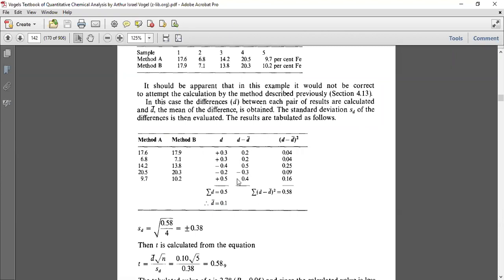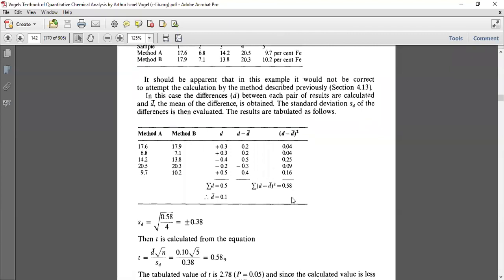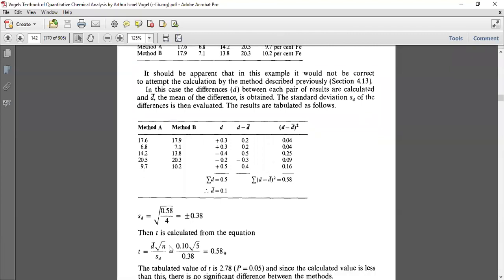Then D minus D bar. So 0.3 minus 0.1, 0.3 minus 0.1. They have calculated the D minus D bar value over here. Then D minus D bar square they did. So what is the square? 0.2 square, 0.2 square, 0.5, 0.3, 0.4, and this summation of D minus D bar square is equal to 0.58. So this 0.58 they have calculated, and they use the formula of standard deviation.